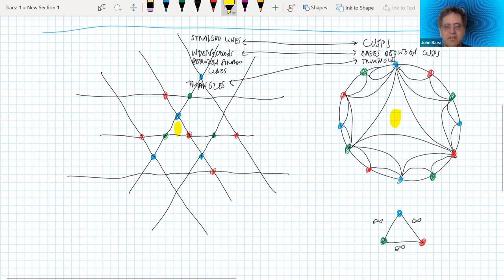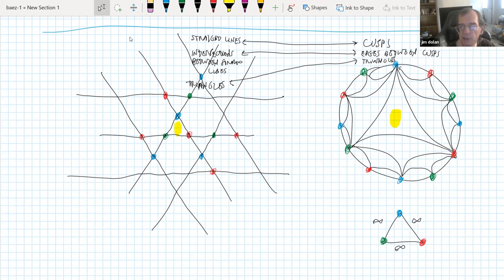Let me think. So, okay, the lines that have the red and blue dots on them, those are going very roughly north by northwest to south by southeast. Those are rotation around a green cusp.